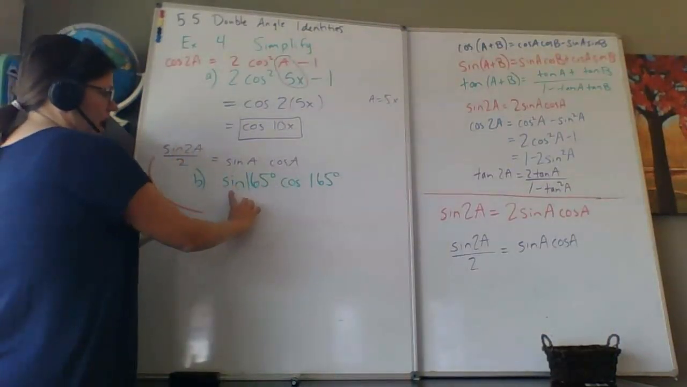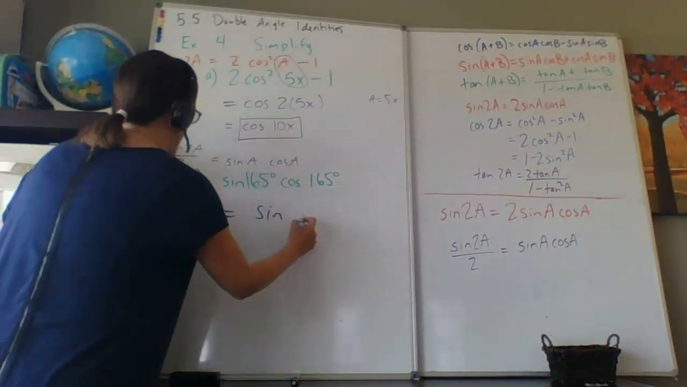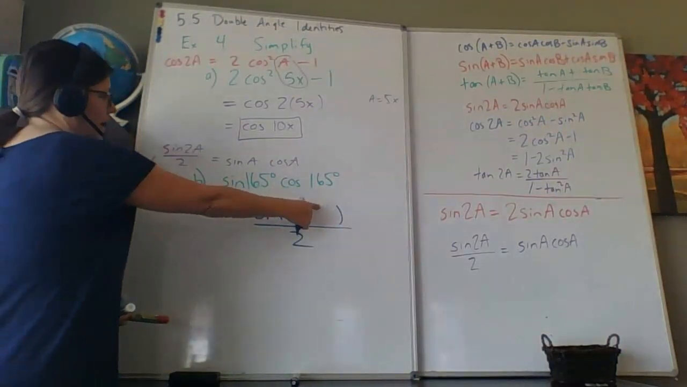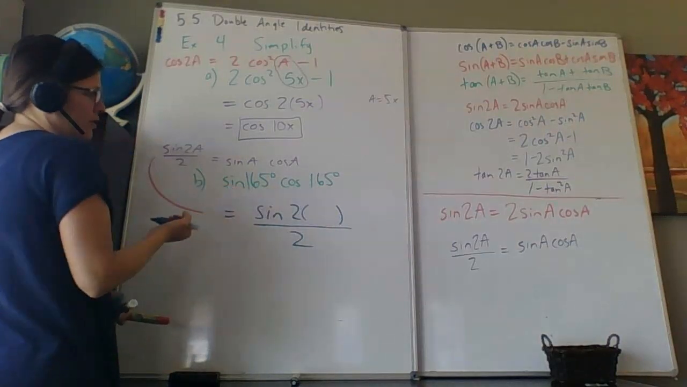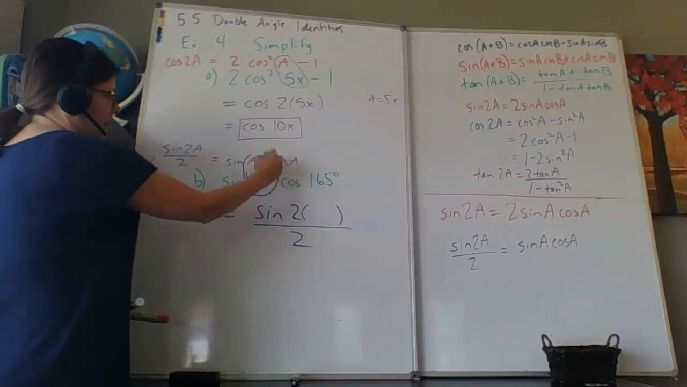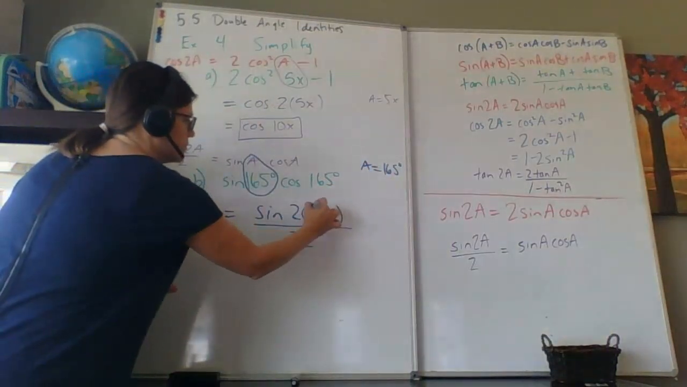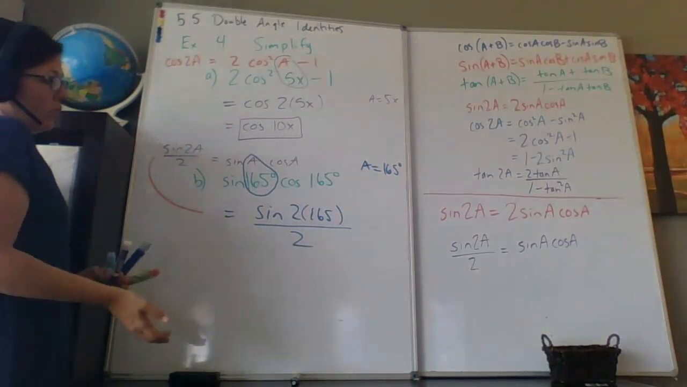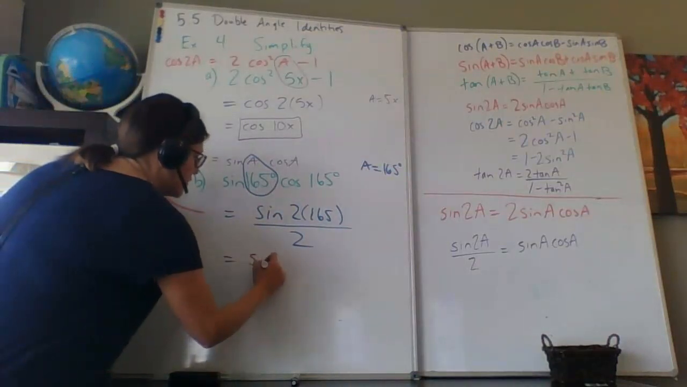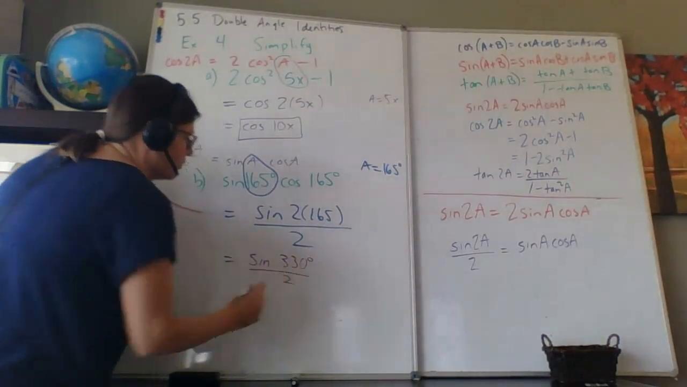Therefore, this sine of 165 cosine 165 is going to be equivalent to the sine of 2 times some quantity all over 2. The 2 will multiply by a. So now I have to figure out what a is, and that's why I like to write them so close together, because now I can see that my a has to be 165 degrees. So now I can go ahead and multiply 2 times 165 degrees, and I end up getting 330 degrees. So this equals sine of 330 degrees all over 2.